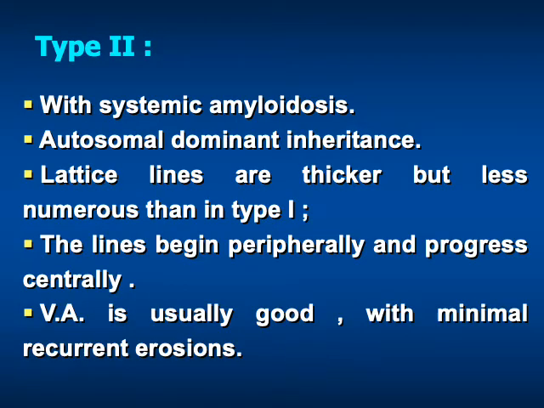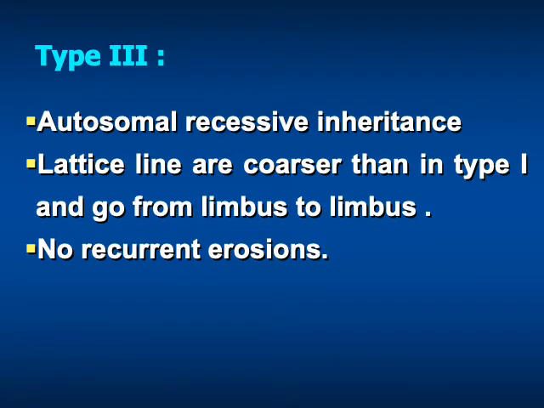Type 2 is associated with systemic amyloidosis. Autosomal dominant inheritance, lattice lines are thicker but less numerous than in type 1. The lines begin peripherally and progress centrally. Visual acuity is usually good, with minimal recurrent erosions. As for type 3, there is autosomal recessive inheritance. Lattice lines are coarser than in type 1 and go from limbus to limbus. There is no recurrent erosion.